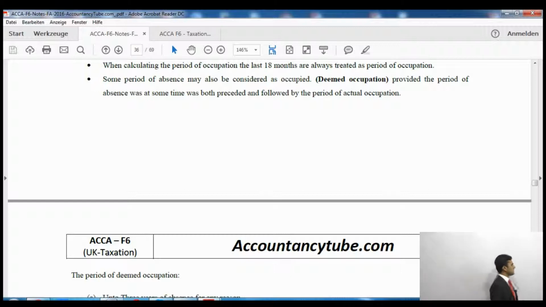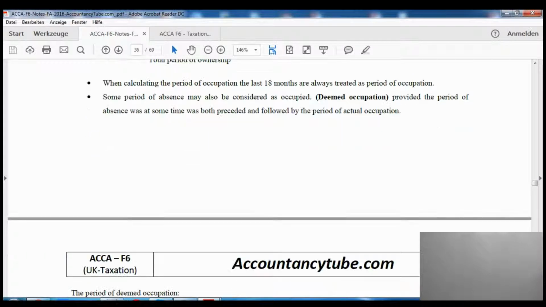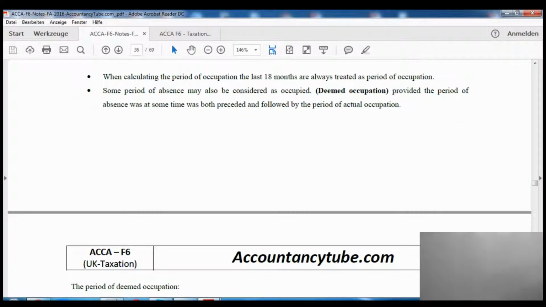That is called deemed occupation, or you can say assumed occupation. When calculating the period of occupation, the last 18 months are always treated as a period of occupation, which means that last 18 months will always be treated as deemed occupation. So one will be actual occupation, and last 18 months before selling will always be deemed occupation.